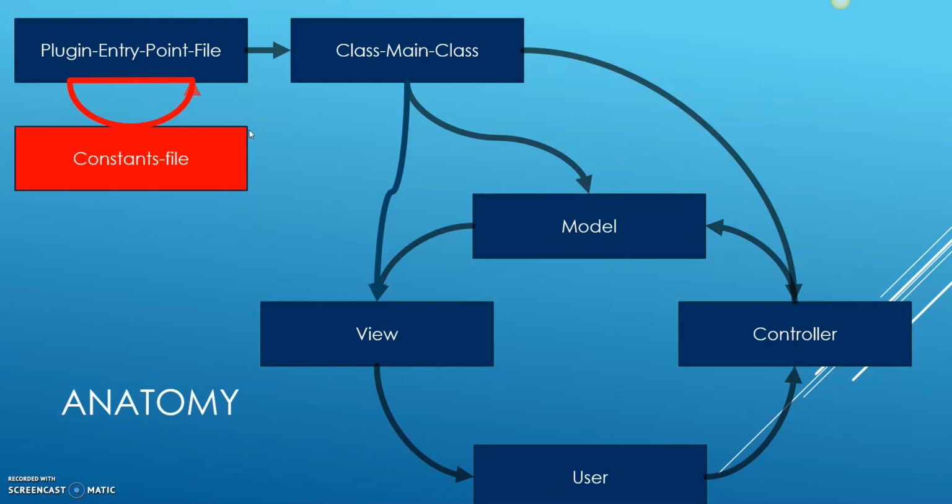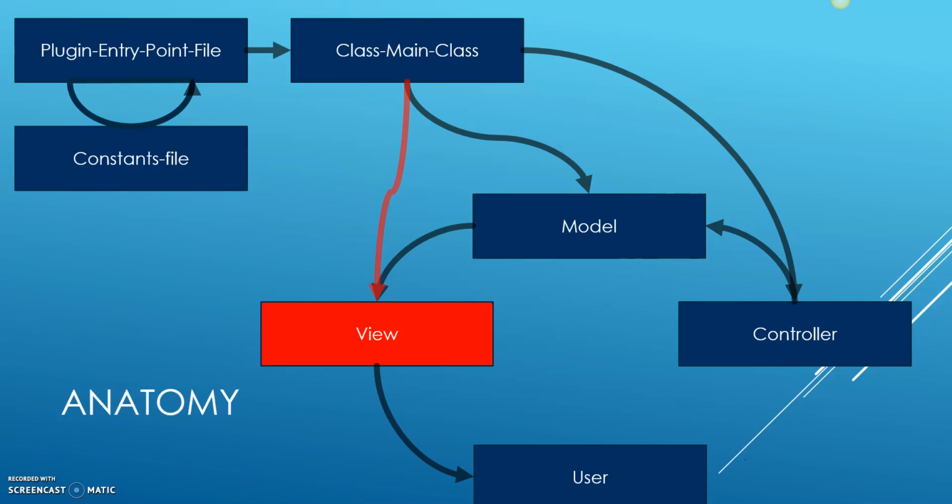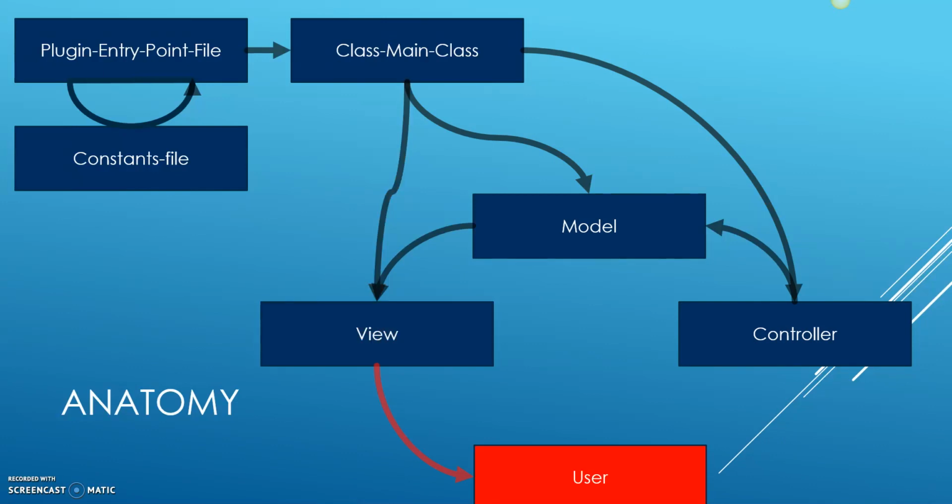So the plugin entry point file will call this constants file and allow you to use the constants later. Then it'll go to this main class, and this main class will instantiate a model and a controller, and then it'll use that and present that to the view for the user. And that's basically how this works.